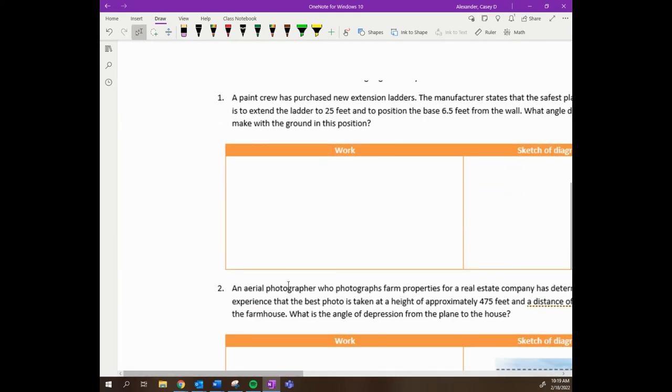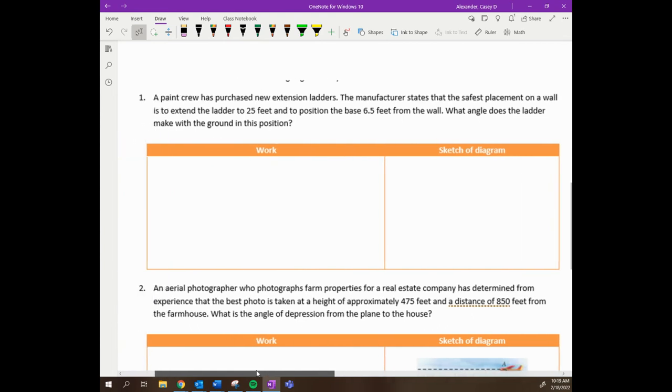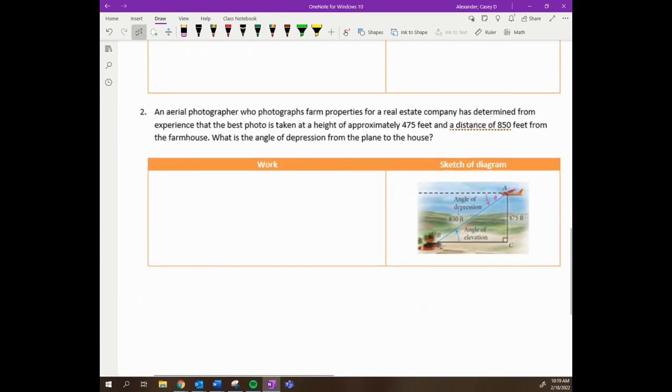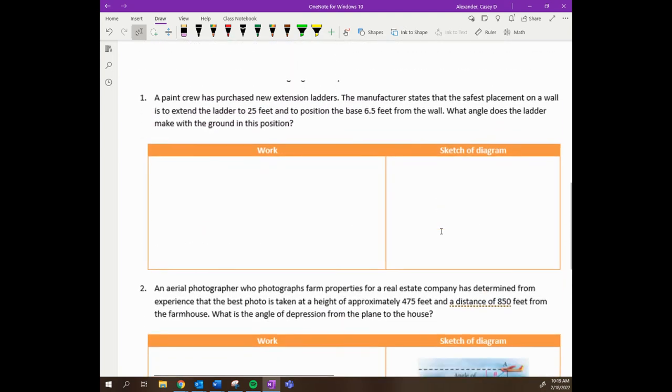So now to look at the work for today, I just want you to know it's 6 problems, and most of them have diagrams included. The first one doesn't, but they're all just applications of trigonometry. A paint crew's purchased new extension ladders. Oh, it's a ladder against a wall problem. We've seen these before.